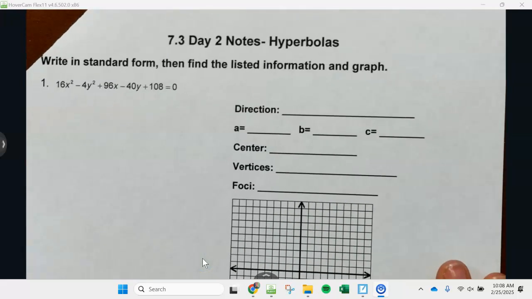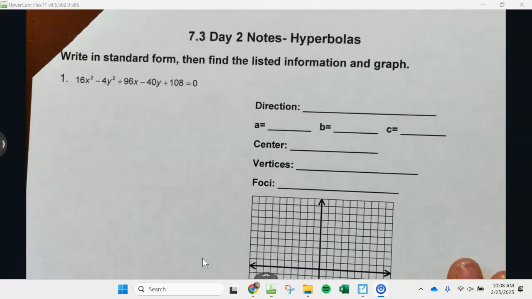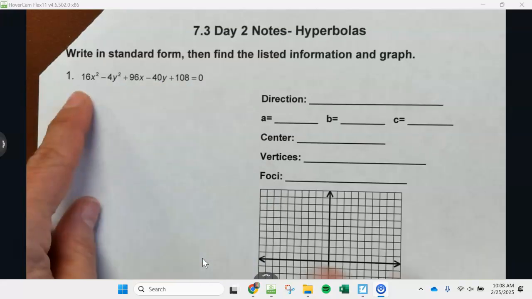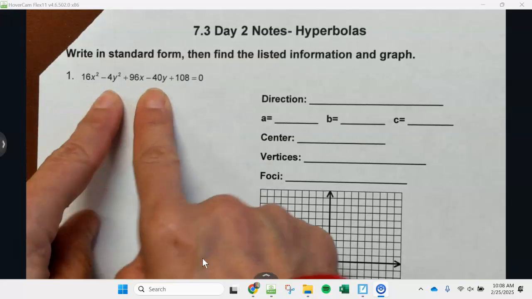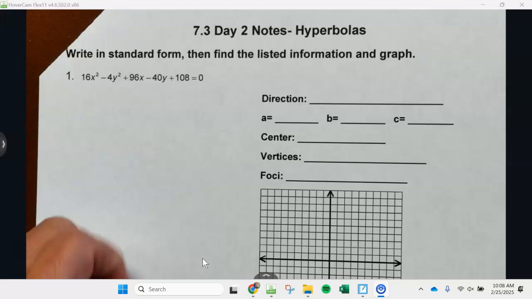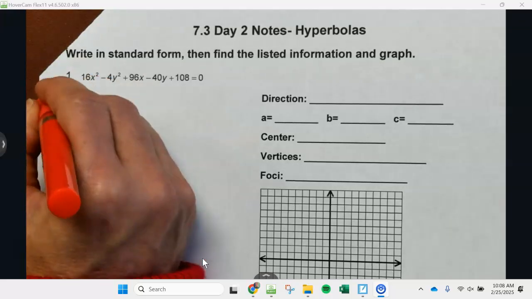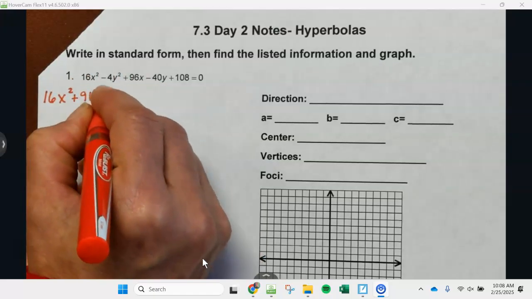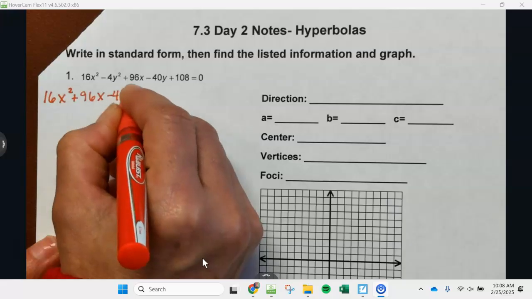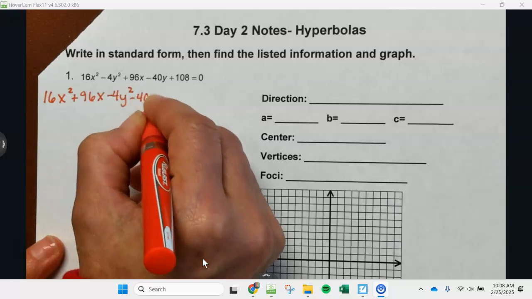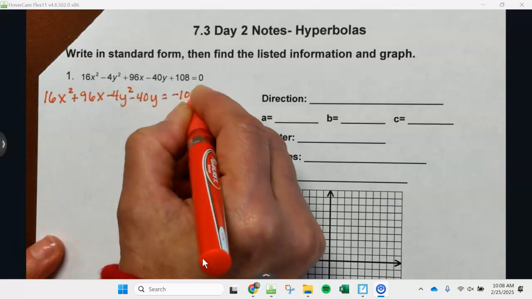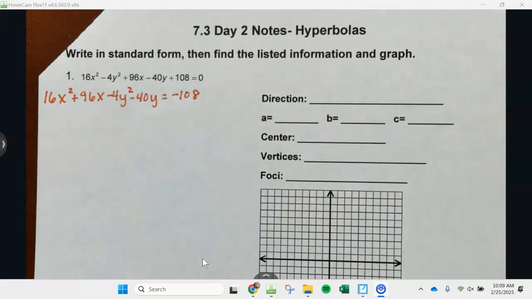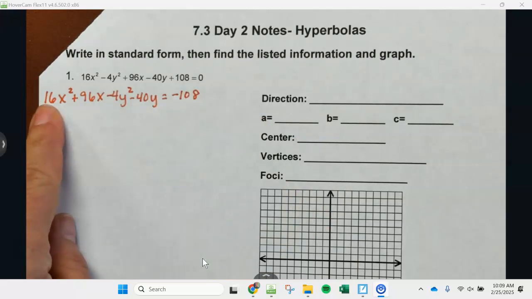All right, hyperbolas, completing the square, and then graphing. So the first thing I'm going to do is put my x's together, put my y's together. That 108's getting moved to the other side. Here we go. So 16x squared plus 96x minus 4y squared minus 40y, and that's going to equal a negative 108. Okay. So I'm going to factor out a 16 from the x's.